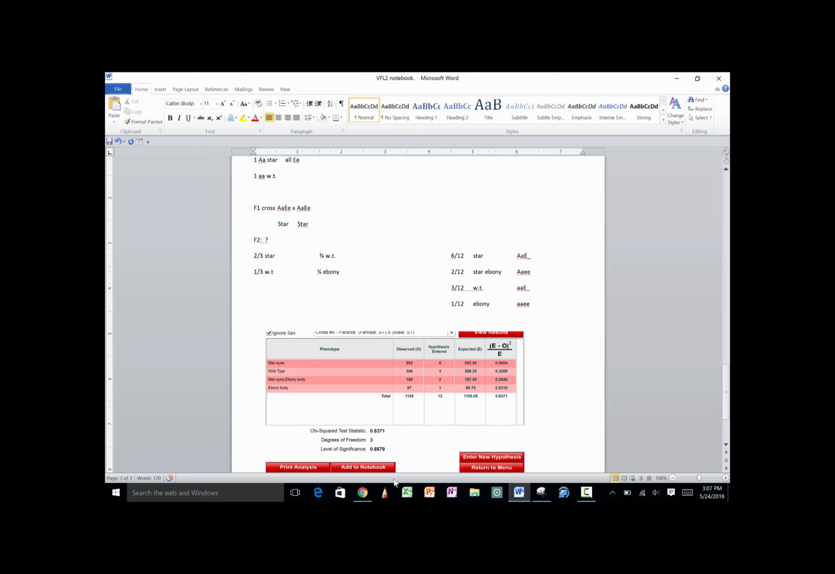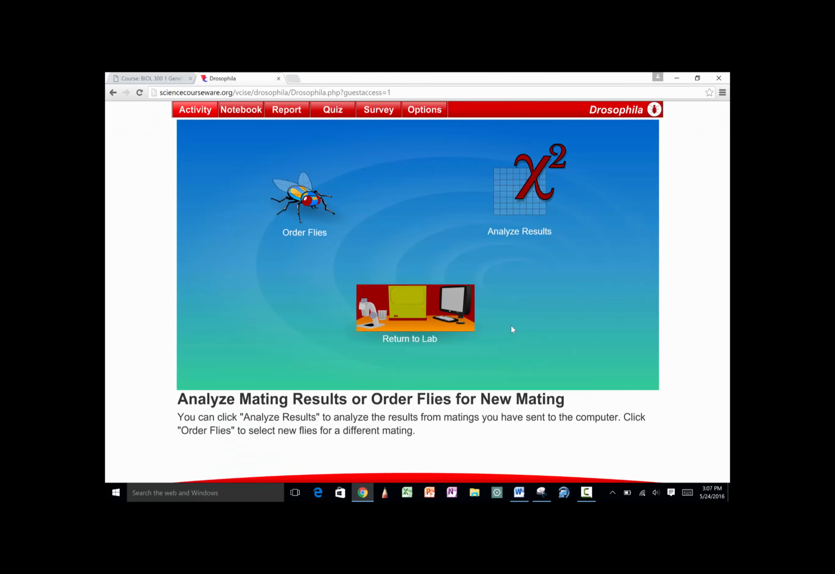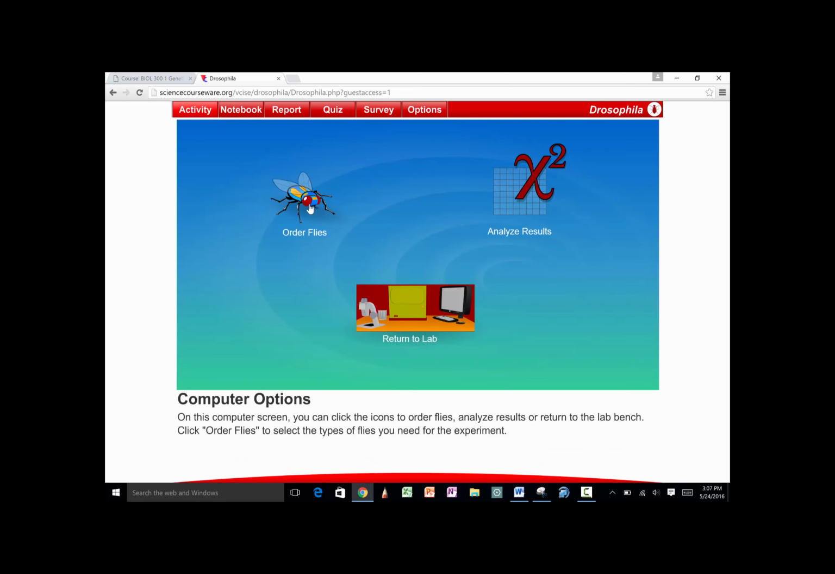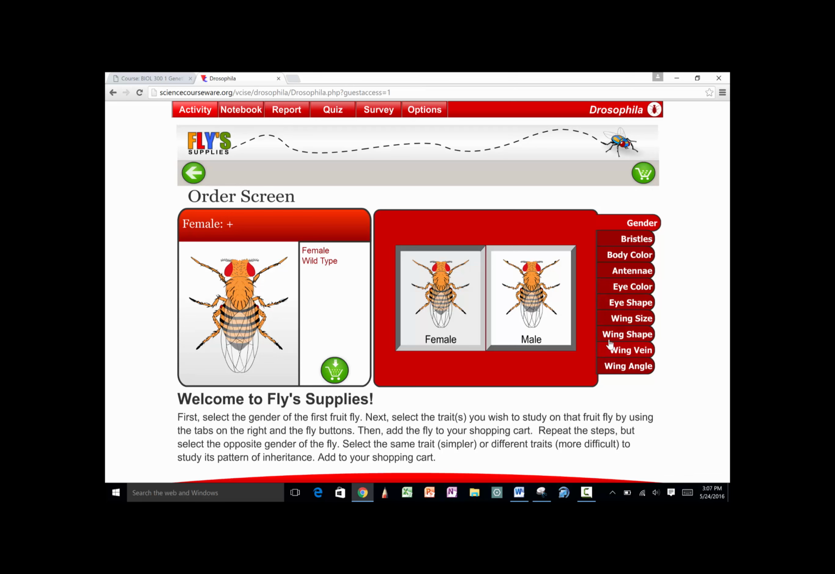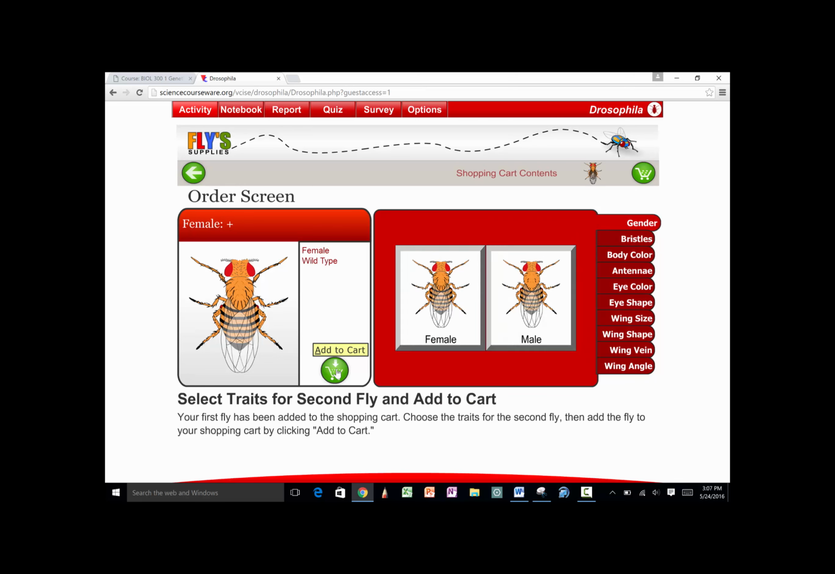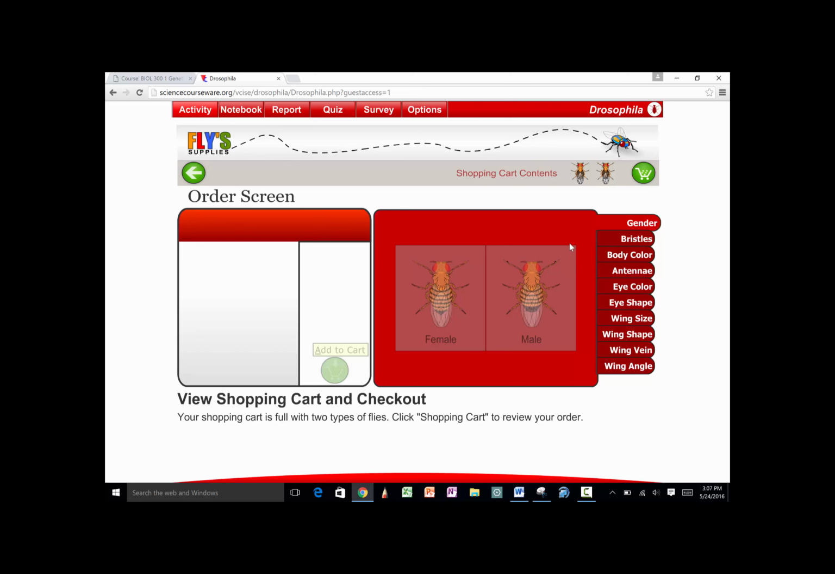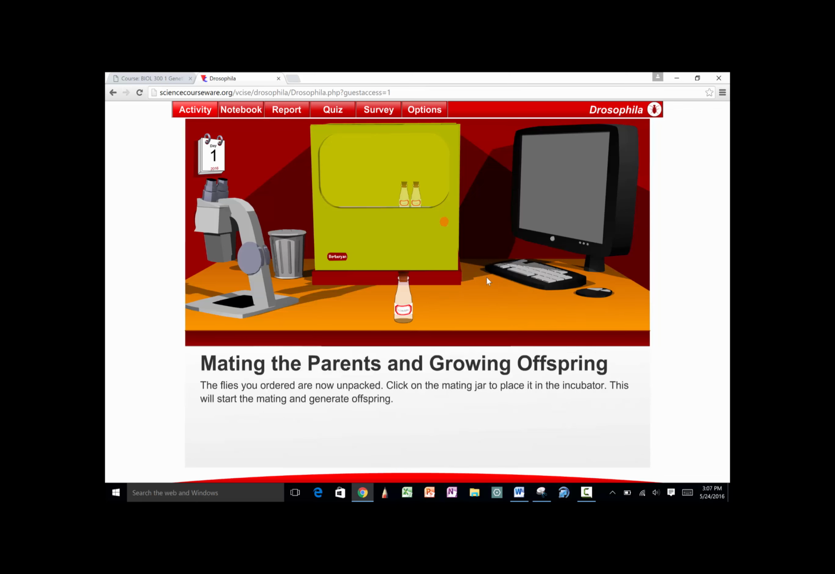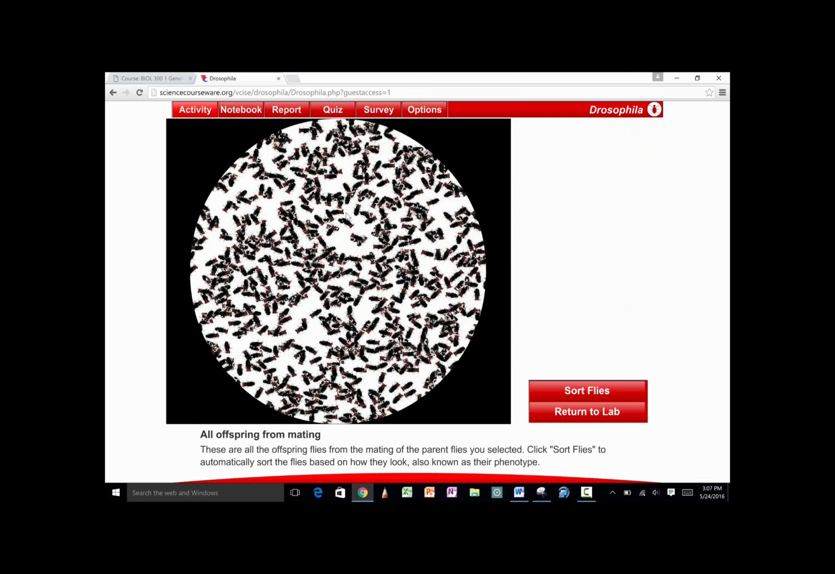Okay, so now what are we going to do? Let's do forked. And we'll get rid of all these guys. Take our female. Forked is a bristle thing. Where's my bristles? Forked. And that's kind of what they look like. They're actually literally forked. There's like a little split, but split's a different mutant. There's lots of bristle mutants. Add that to the cart. Males, wild type. Add that to the cart. Check out. Yep. Unpack them. See what we get.